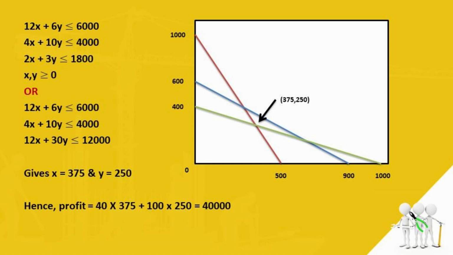And hence we can deduce that this is the optimum solution. That is, the point 375, 250 is the optimum solution. It's basically the intersection of the first and the second constraint. And hence we can calculate the profit as 40 into 375 plus 100 into 250. Why? Because the profit per unit on part 1 and 2 were 40 and 100 respectively.